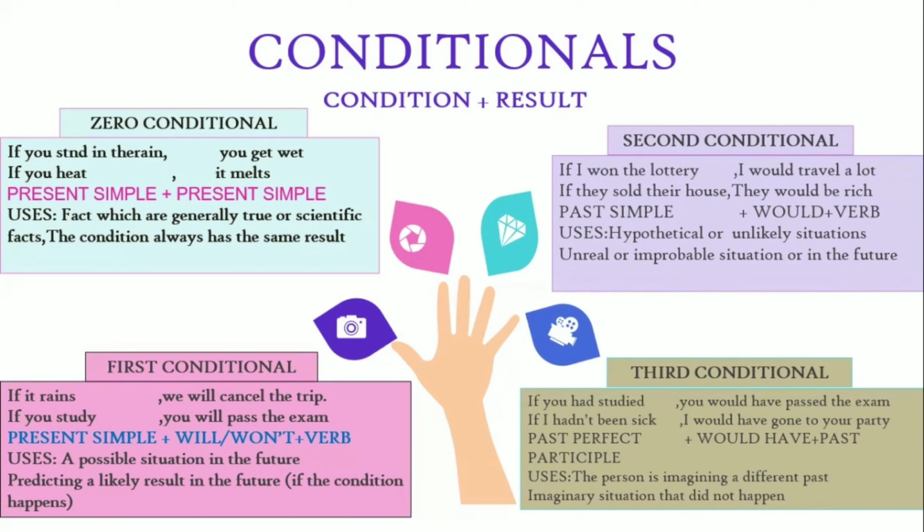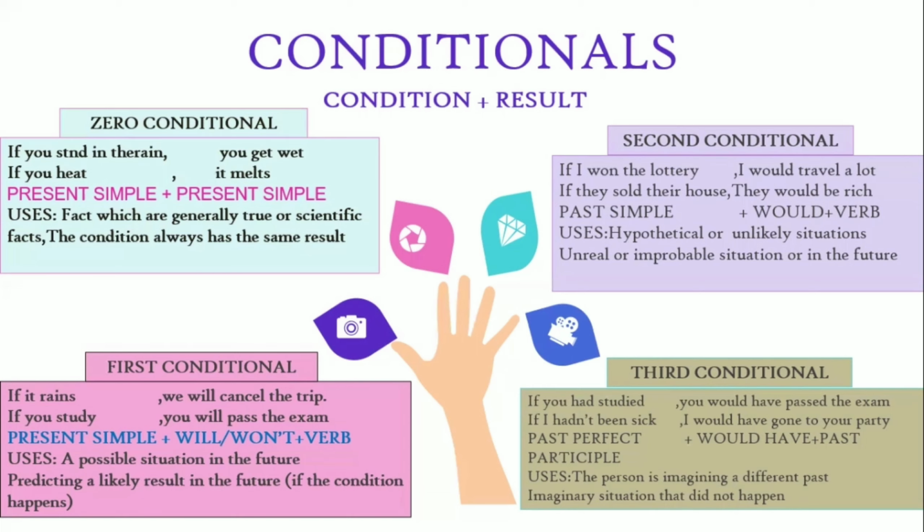2. First conditional. If it rains, we will cancel the trip. If you study, you will pass the exam. The formula is present simple plus will or won't plus verb. Used for a possible situation in the future, predicting a likely result in the future, if the condition happens.